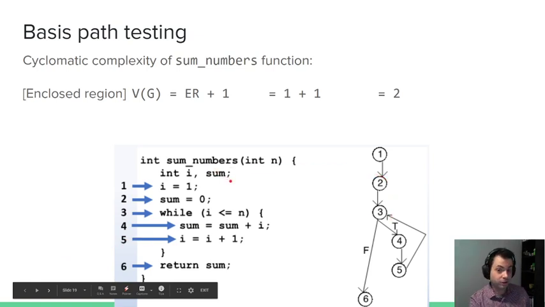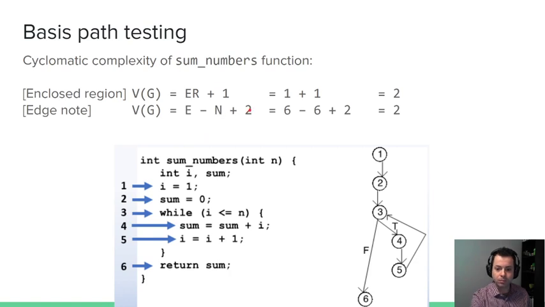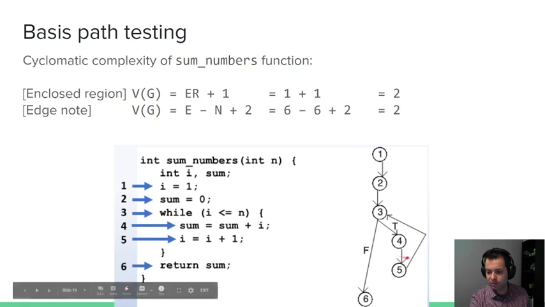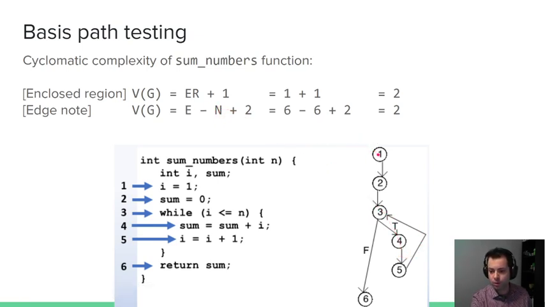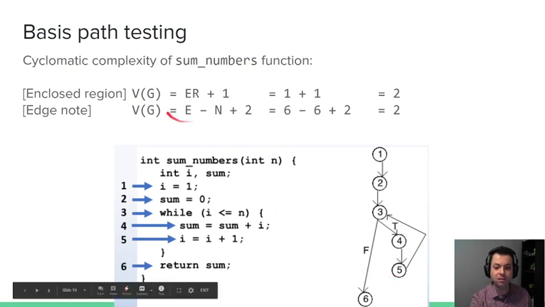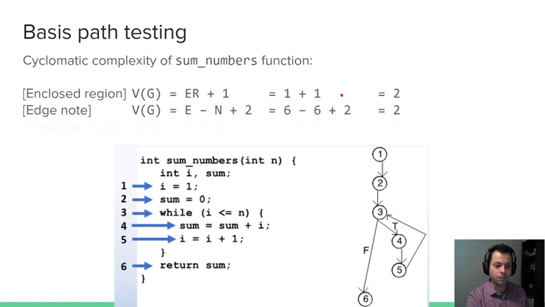We don't count the declarations again, just if you need the summary. Edge node, E minus N plus 2. So how many edges do we have? 1, 2, 3, 4, 5, 6. So 6 edges. How many nodes do we have? 1, 2, 3, 4, 5, 6 nodes. 6 minus 6 is 0, plus 2 is 2. You get the same value.